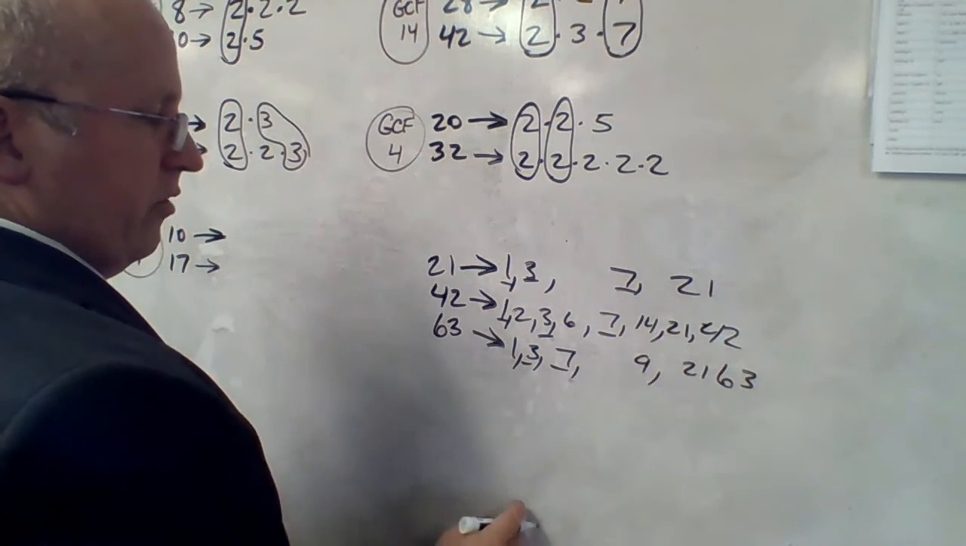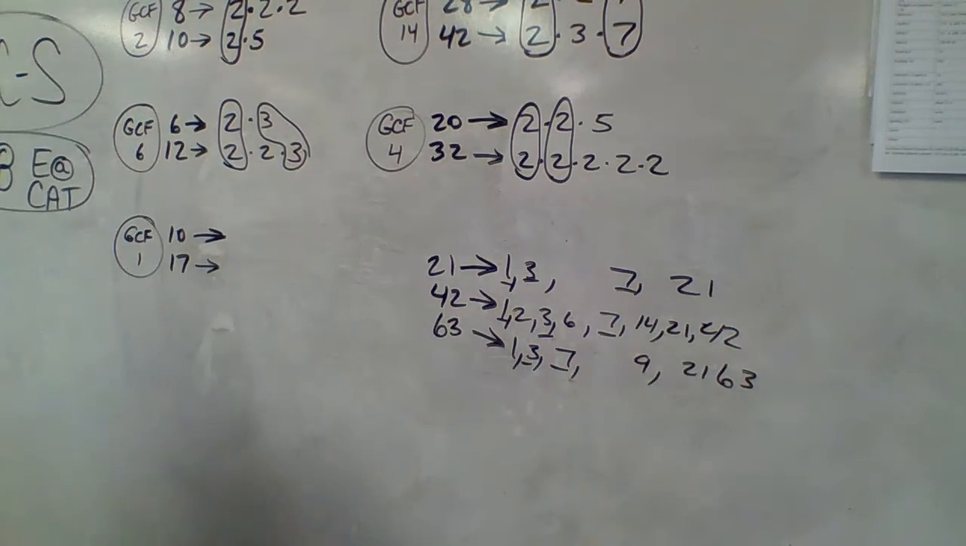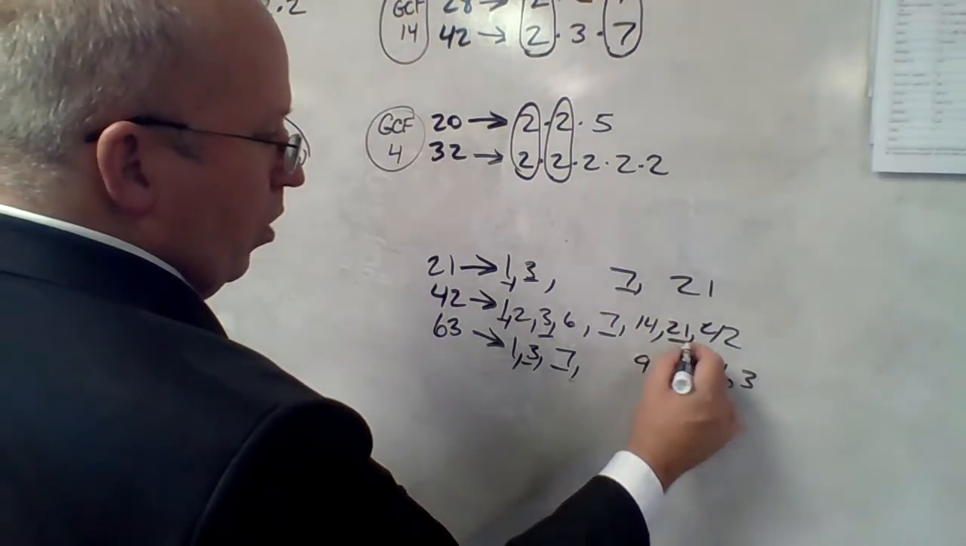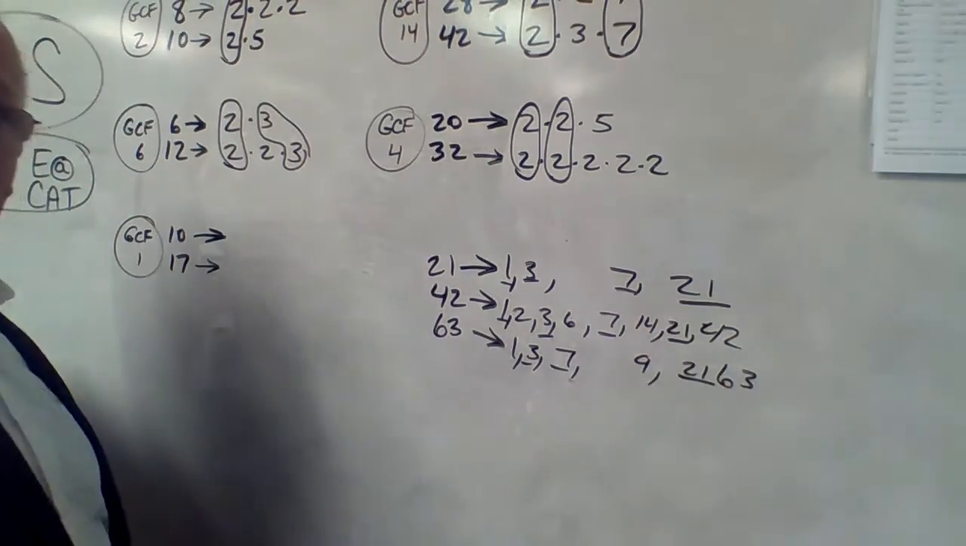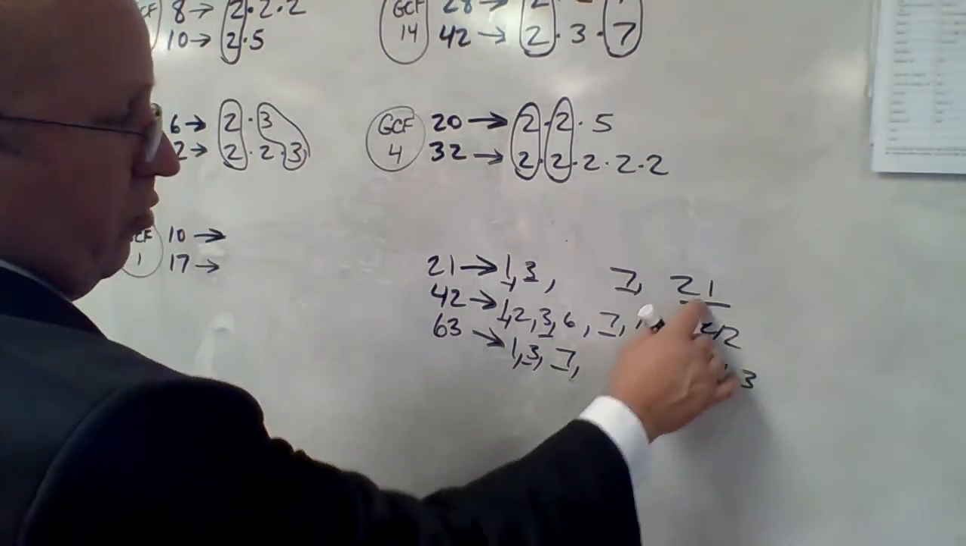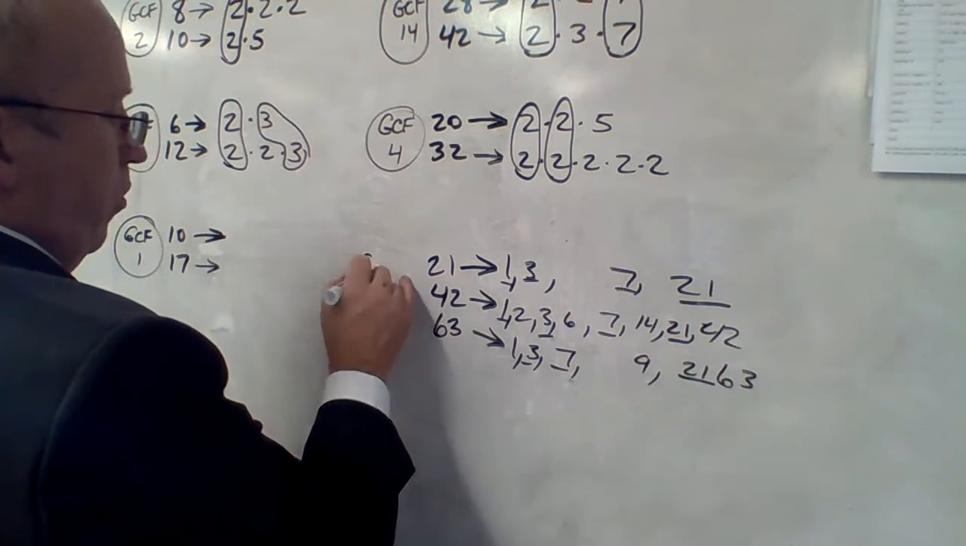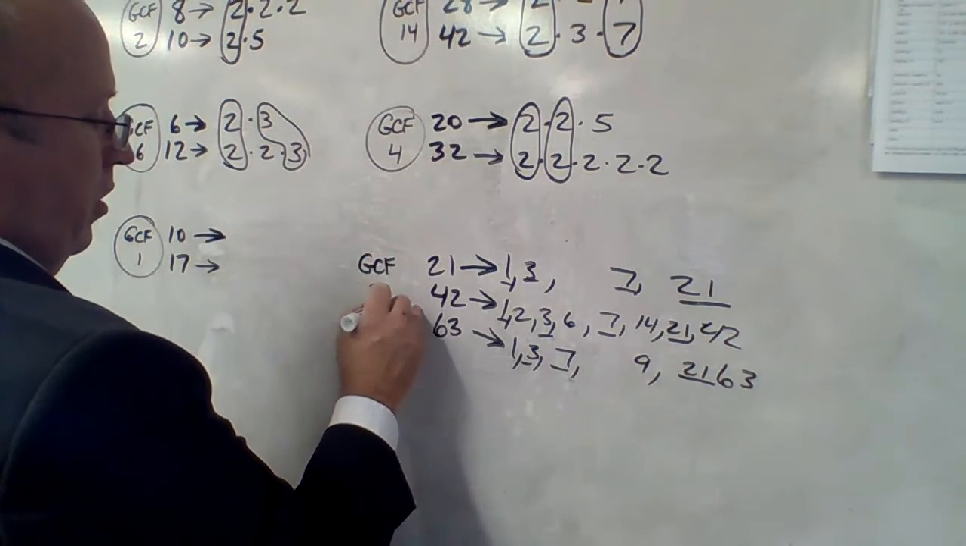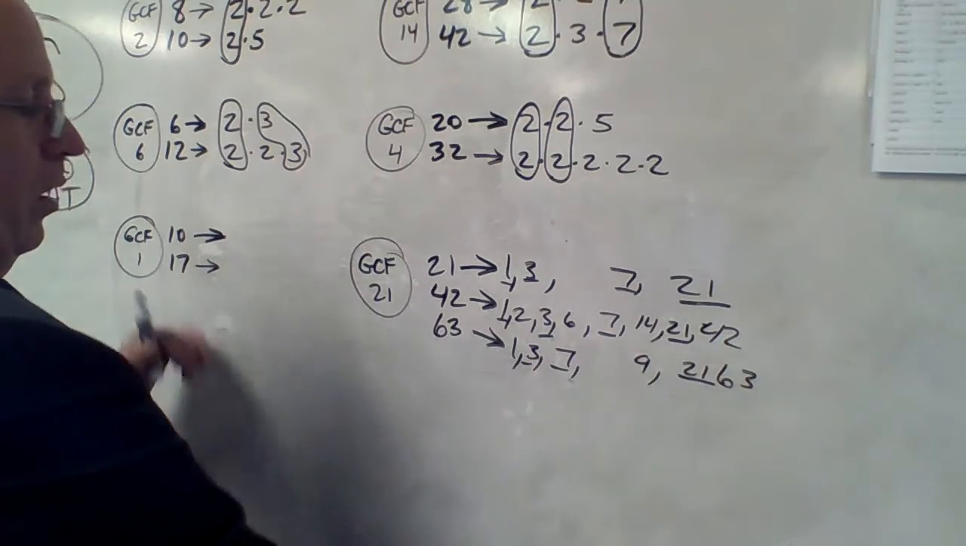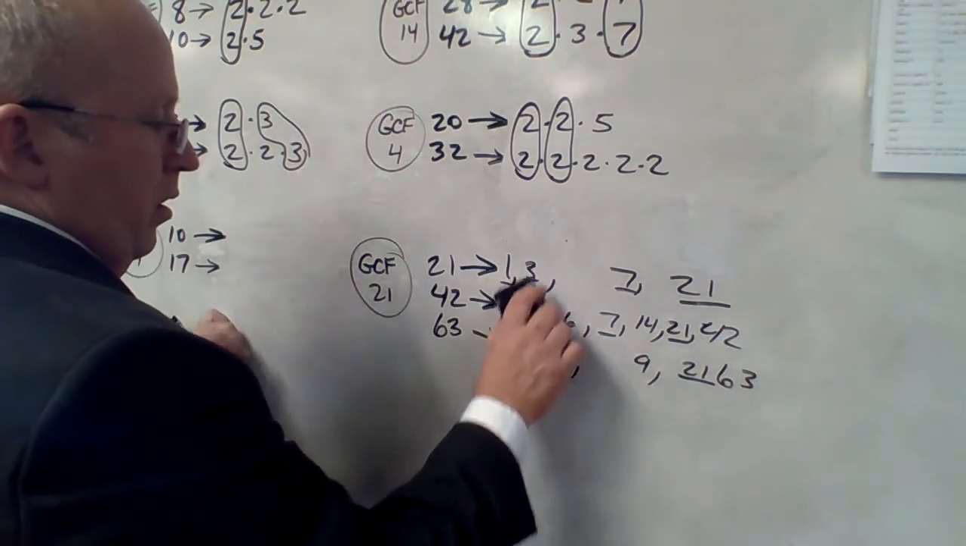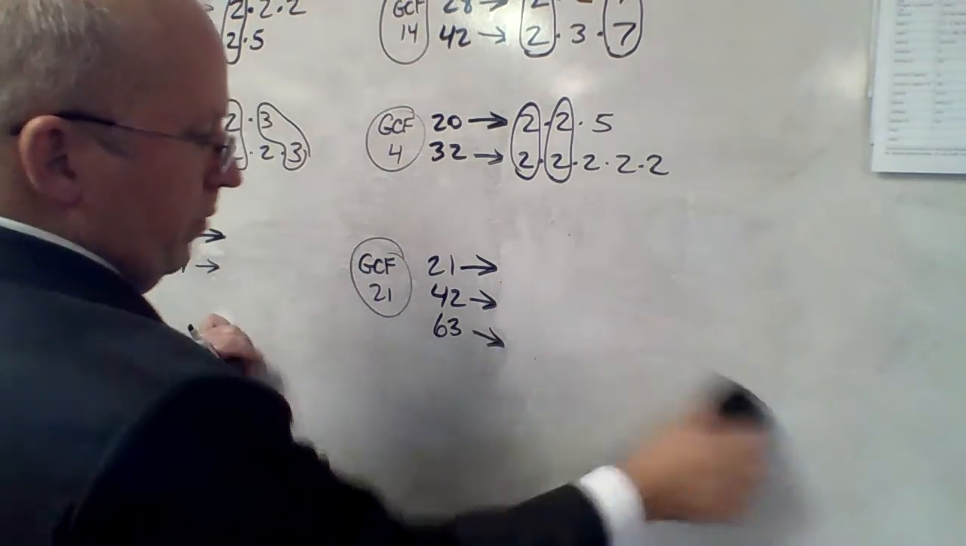Do they have anything else in common? Wait a minute, look at this. They got 21 in common. Did you see that? Yeah, sometimes it's tricky. They got 21. So the greatest common factor is 21. Now let's do it the other method and see if we get the same answer.